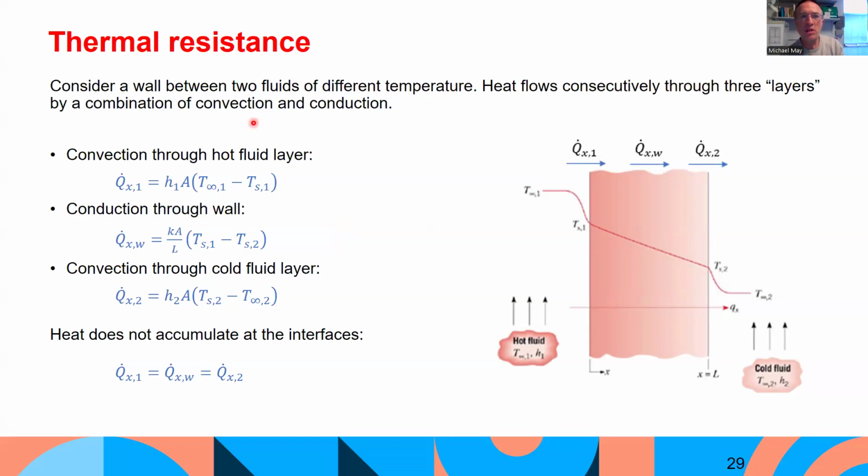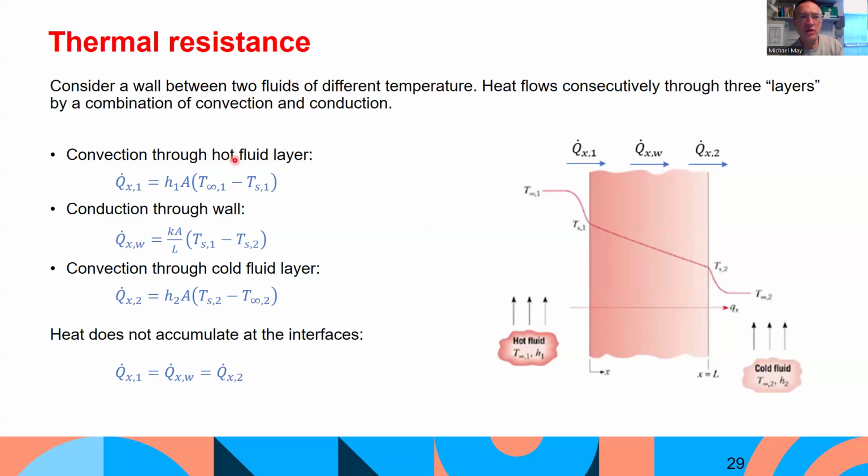So consider a wall between two fluids at different temperatures. Heat flows consecutively through three layers by a combination of convection and conduction. So here we have a separating wall. You've got hot fluid going this way, cold fluid going this way, and there's heat transfer through the three layers. So it could be, for example, as I mentioned previously, either a heat exchanger or a boiler, where this is air, this is water.